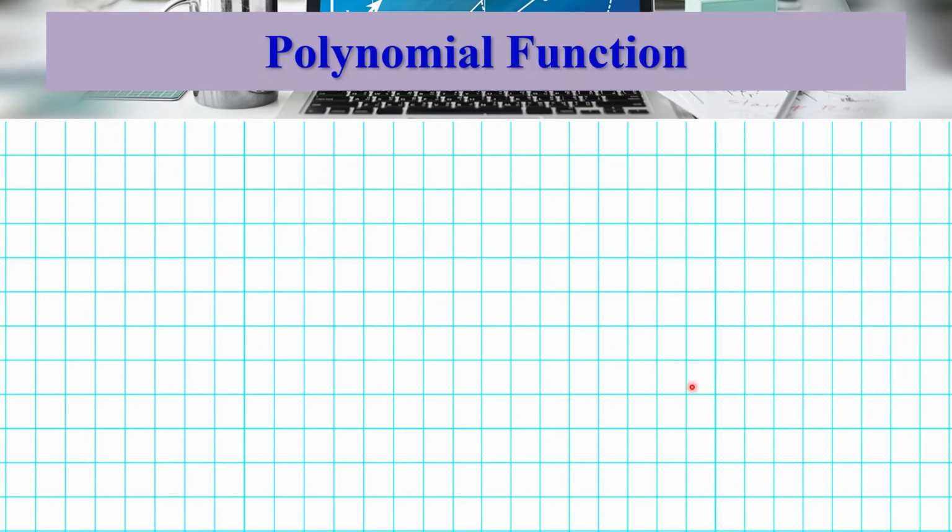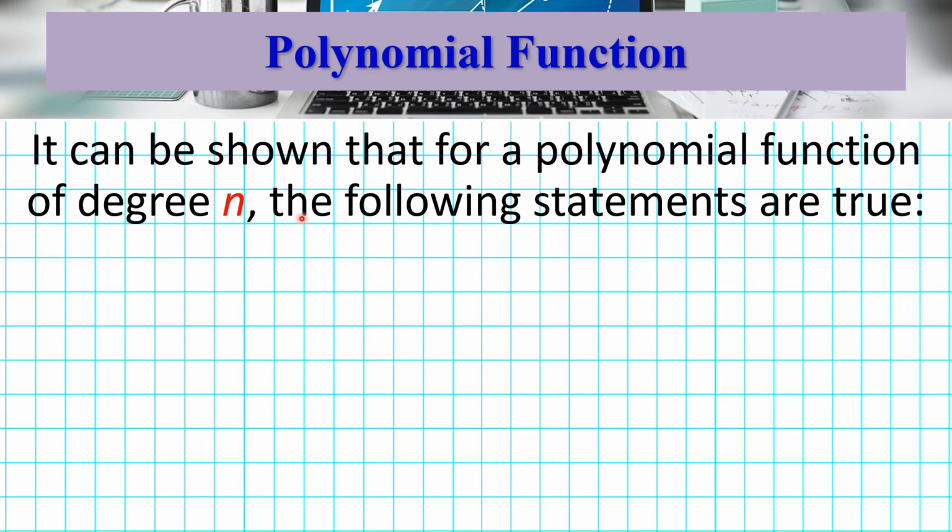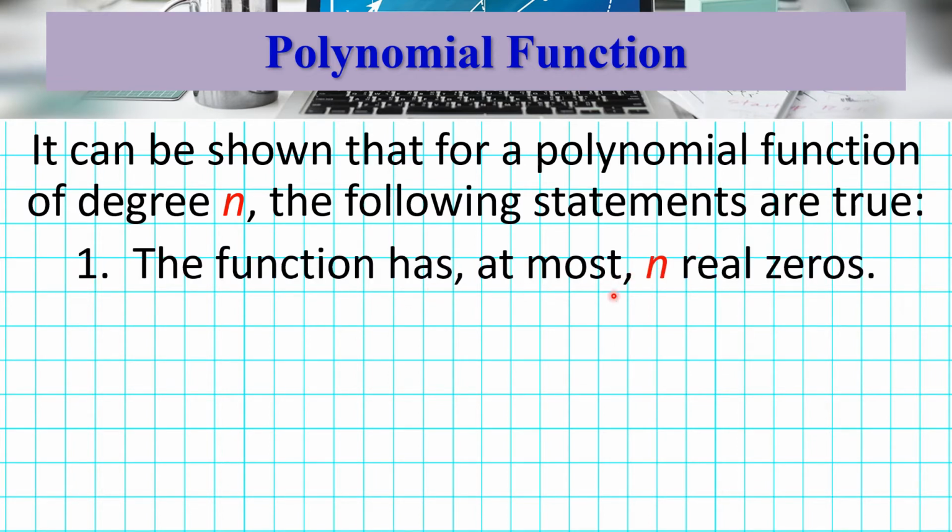Let's have some statements about polynomial function. It can be shown that for a polynomial function of degree n, the following statements are true. First, the function has at most n real zeros. Na-discuss ko na ito before. I-check mo lang kung ano yung value ng n o yung highest exponent. Yun yung number of real zeros. It should be at most n. So, pwedeng mas mababa sa n or equal to n, pero wag lang siyang tataas sa n. Kapag bumaba sa n, ibig sabihin, yung mga zeros na iba ay imaginary or not real.